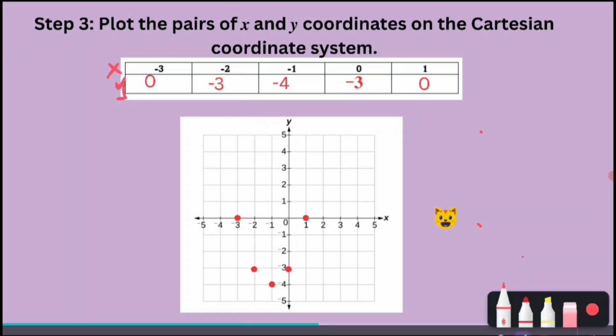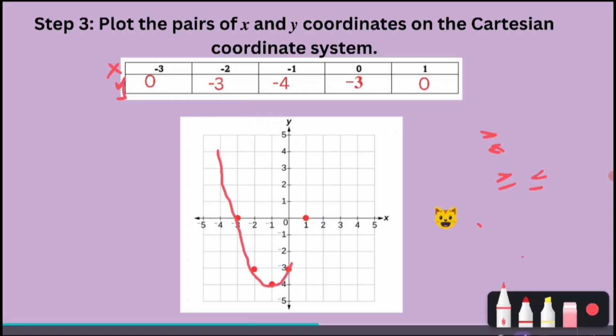Okay, so remember na kapag ang ating inequality ay greater than at less than, ang gagamitin na parabola is broken na parabola. At kapag naman greater than or equal to at less than or equal to, ang gagamitin ay solid parabola. So magdodrawing tayo dito ng parabola.